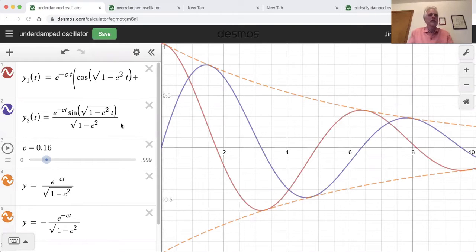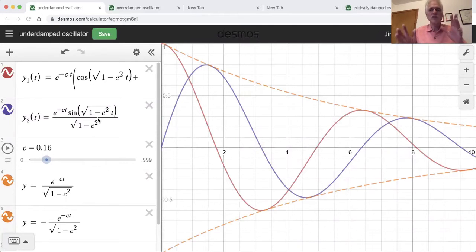Hello. This is a Desmos calculator demonstration of the underdamped oscillator. I've got two more later. So what I've done here is I've drawn the solution y1. It has value 1, derivative 0 at t equals 0. And y2 has value 0, slope 1.